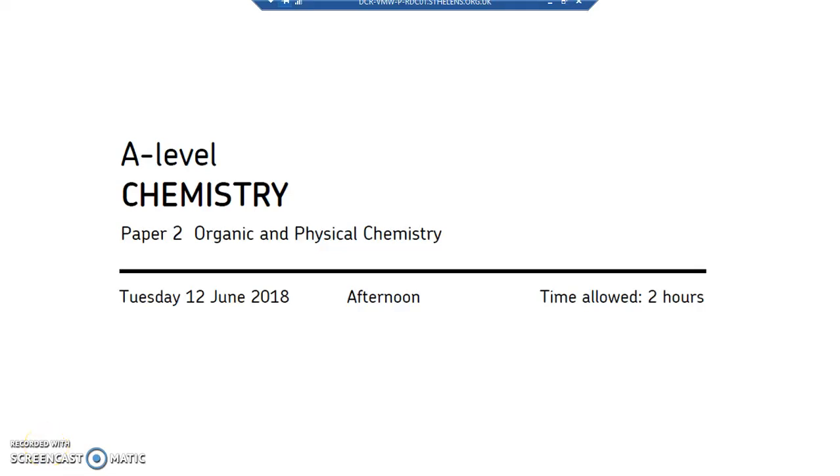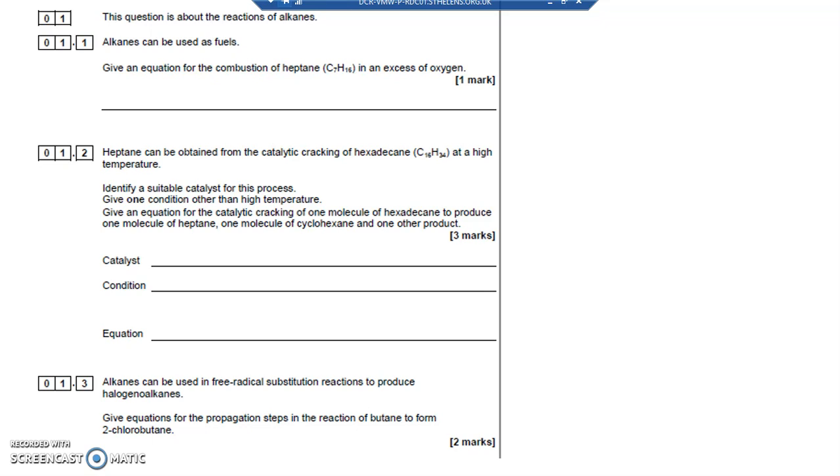A-Level Paper 2, 2018. Alkanes can be used as fuels.